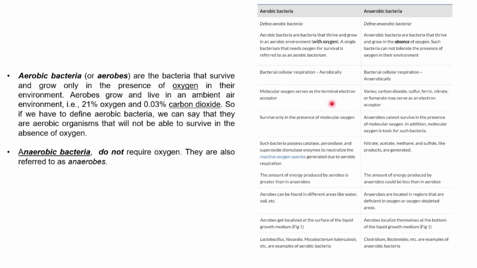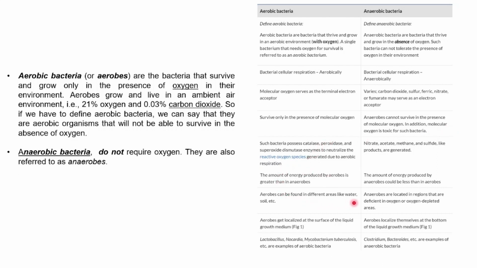Molecular oxygen will serve as the terminal electron acceptor. These are very technical details. For anaerobes, it will vary. Since they do not require oxygen, they can use carbon dioxide, sulfur, ferric iron, nitrate, fumarate. All of these can serve as electron acceptors. Aerobic bacteria will only survive in the presence of oxygen. Anaerobes cannot survive in the presence of molecular oxygen. In some cases, molecular oxygen is very toxic for such bacteria.